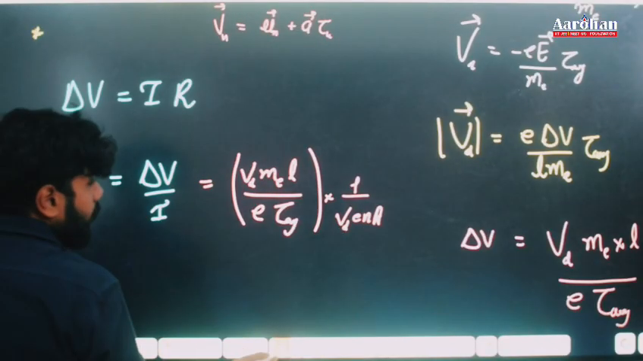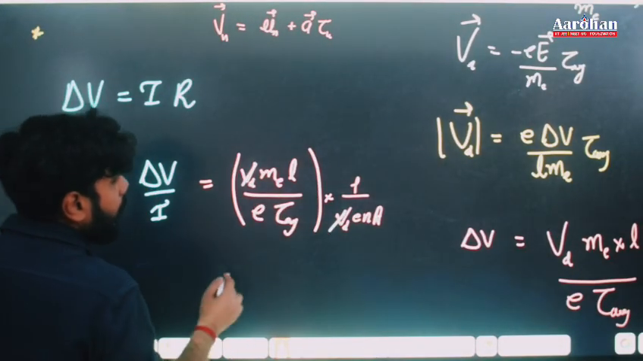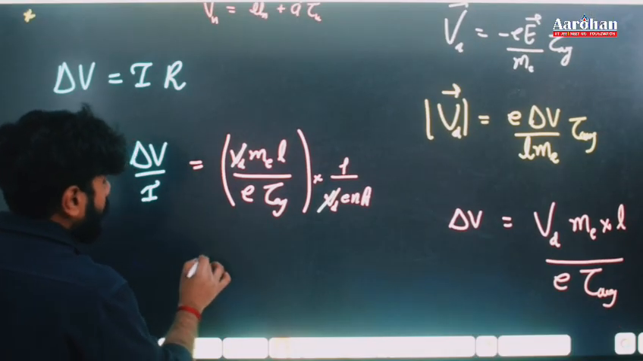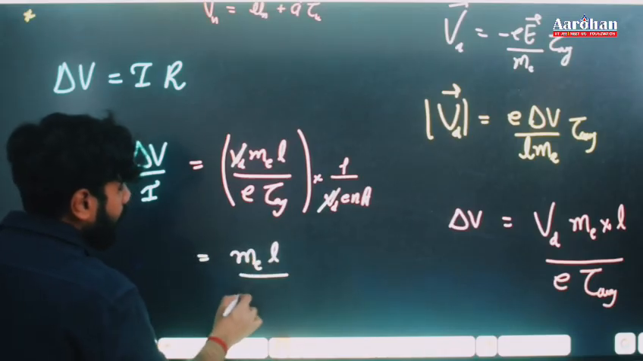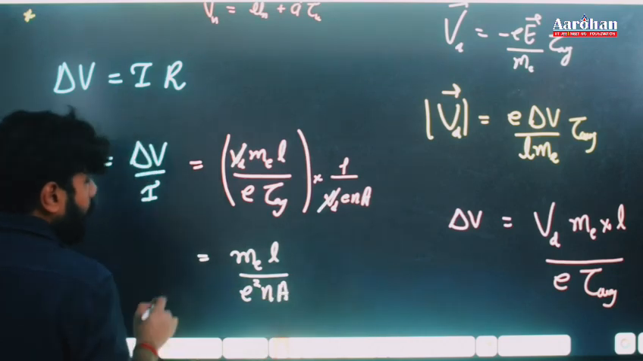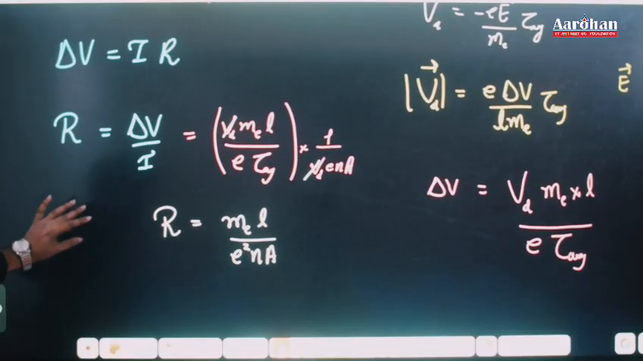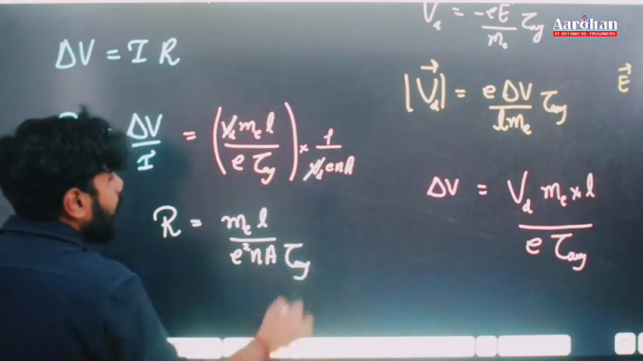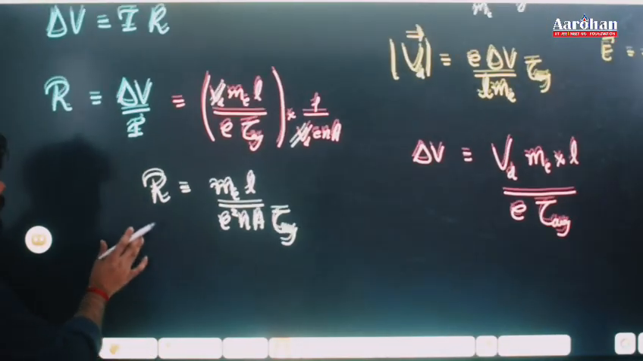What you will be left with: drift velocity will get cancelled out, and mass of electron will remain there, and you can see e will get squared. So it is mass of electron times L, and here you get e square n A. This will be your R. Check it: m_e L over e square n A, and I forgot to write tau average. Right? This is your generalized formula of resistance.